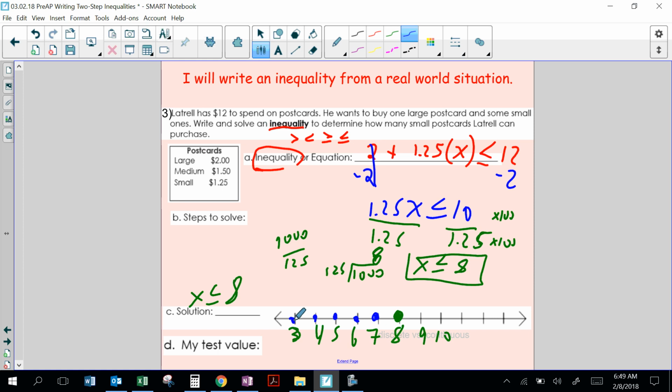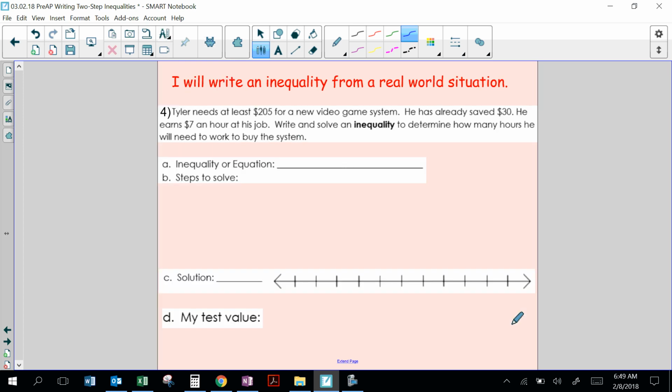And to check your value, what if he buys 5? Let's do 0 postcards. 2 plus 0 is less than or equal to 12. Check mark.